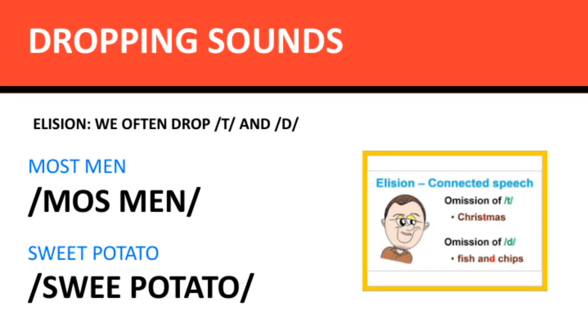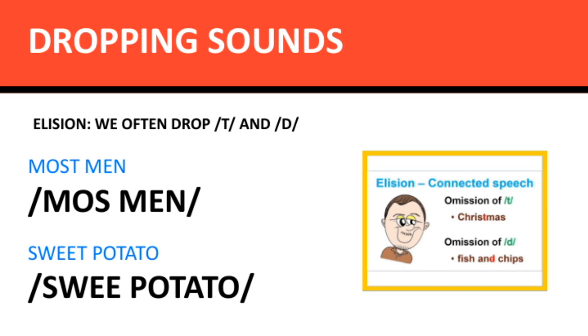Let's take a look at how we often simplify pronunciation in everyday speech. For example, the word sweet potato is frequently pronounced as SWE potato. Notice how the T sound in sweet and potato can sometimes be softened or even dropped in casual conversation. Similarly, when we say most men, it often becomes MOS men. The T in most can be elided, making the phrase flow more smoothly and naturally.